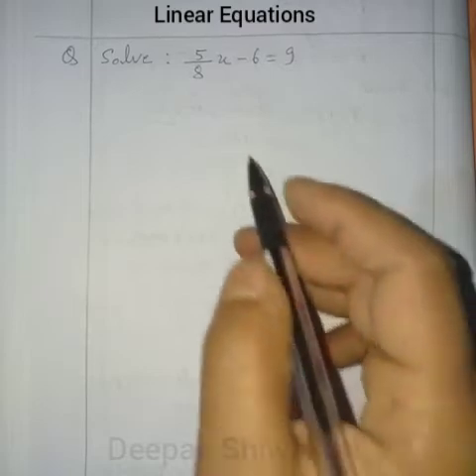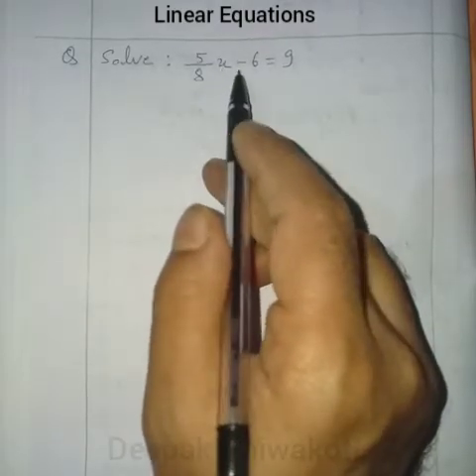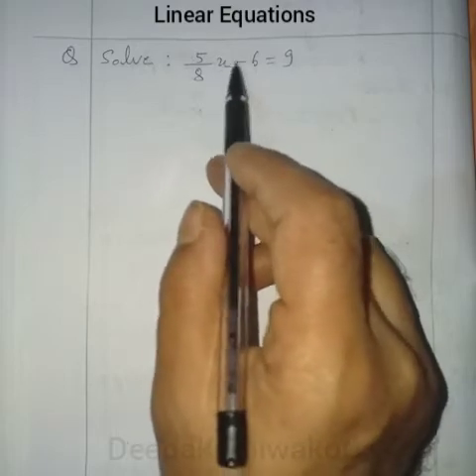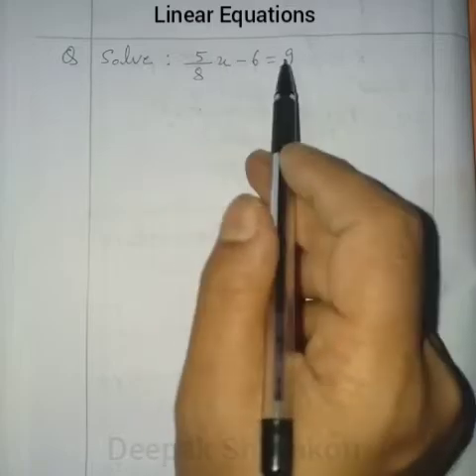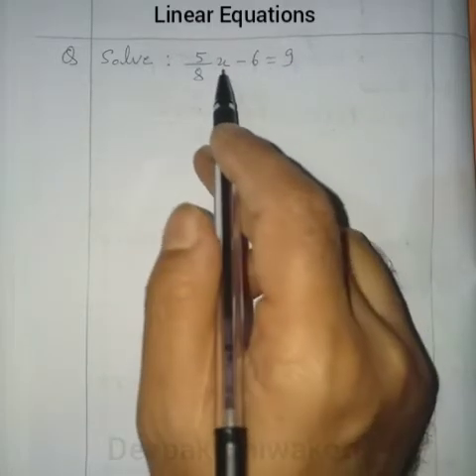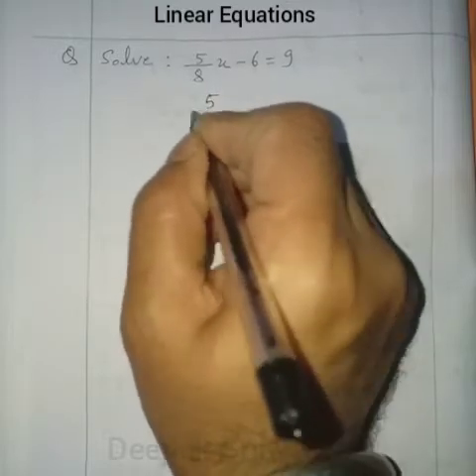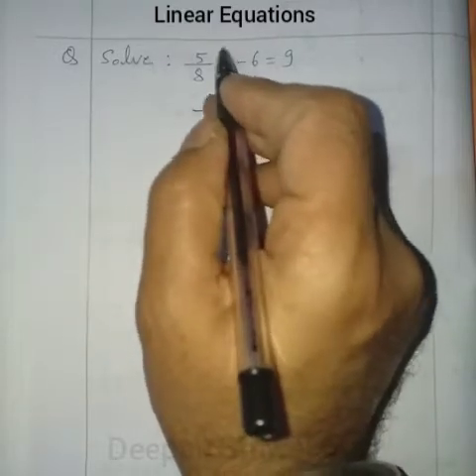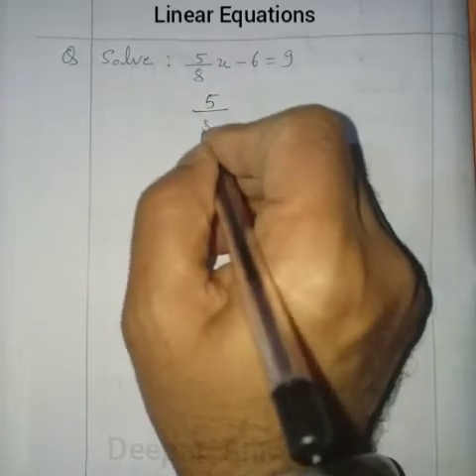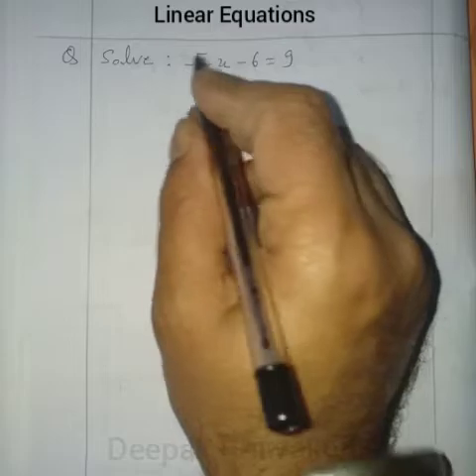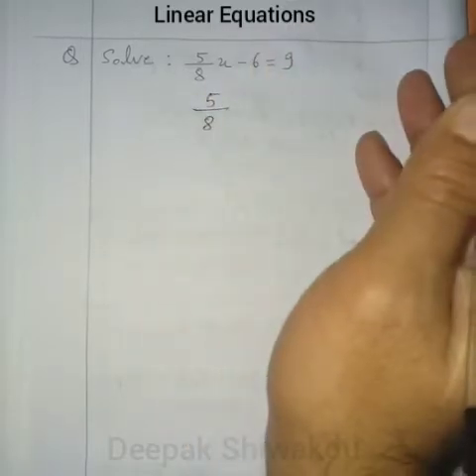This question is from linear equation. Here we have to solve for x. We have to find the value of x. There are two sides, left hand side and right hand side. So we'll find the value of x. Here, how to find? First we'll keep the variable side alone. This part will be kept at one side and the remaining we will take to this side.